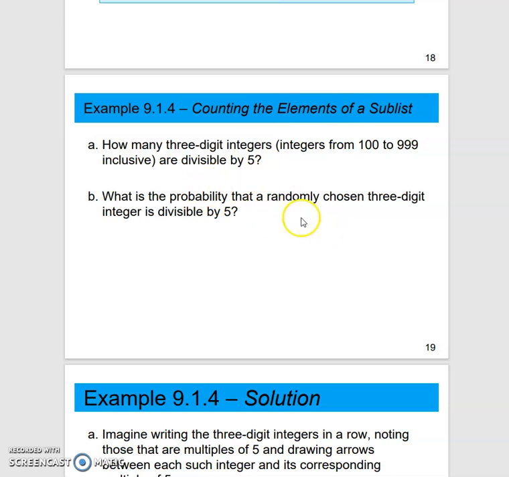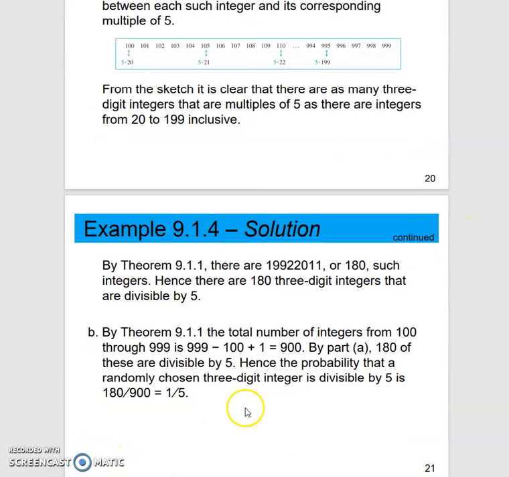And then let's find probability. What is the probability that a randomly chosen 3-digit integer is divisible by 5? So the total number of 3-digit numbers is going to be 900. Again, I'm using my little theorem there. And we have 180 from our previous problem. So 180 divided by 900 is going to be 1 in 5. And if you think about it, well, every fifth number is divisible by 5. So hopefully that answer does make sense.